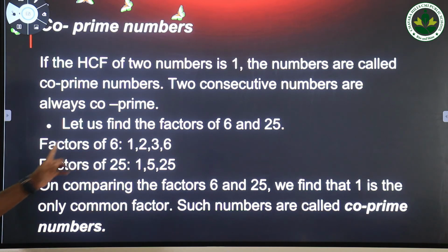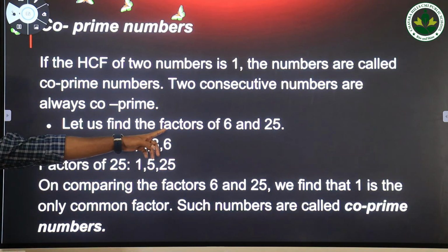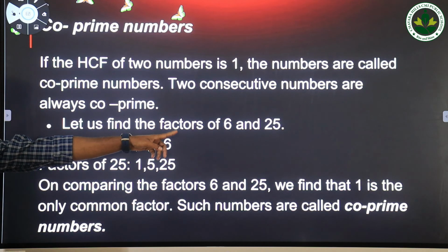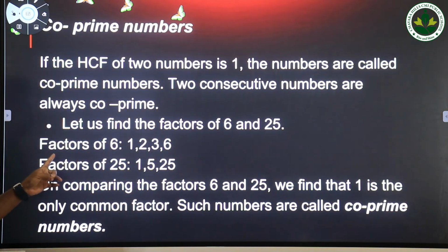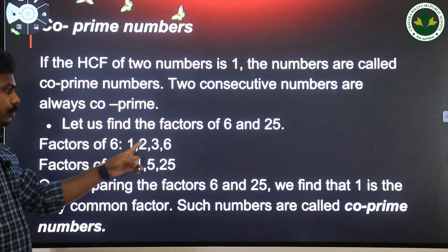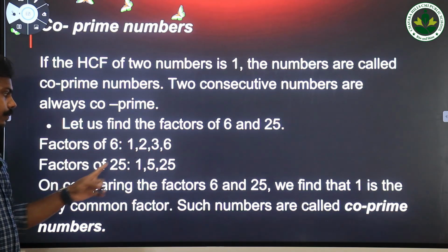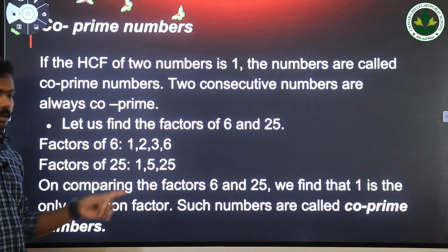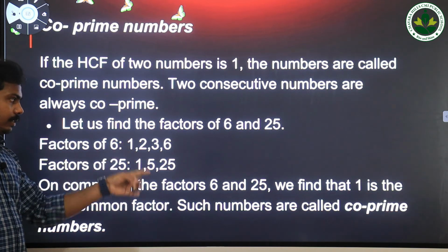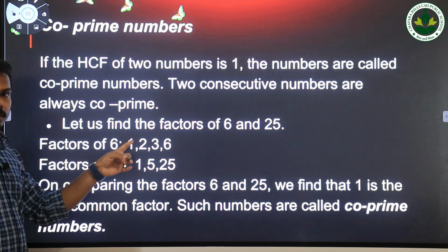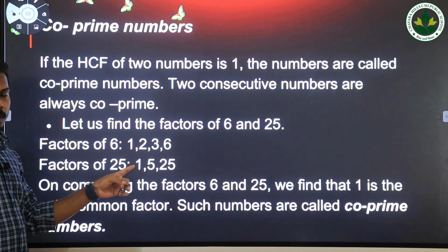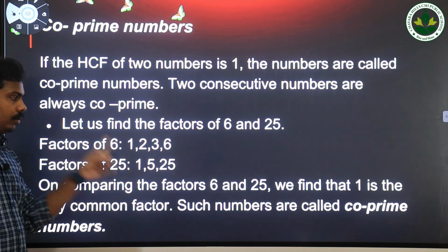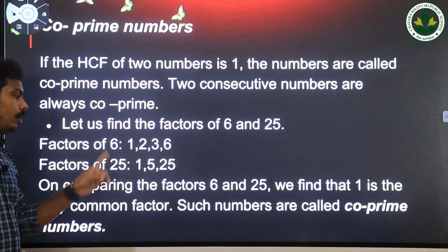Okay. For example, when we find the factors of 6 and 25, factors, not the prime factorization, factors. Factors of 6 are 1, 2, 3 and 6, and factors of 25 are 1, 5 and 25. When we look at these two numbers, the common factor of these two numbers is 1, and the HCF is also 1.